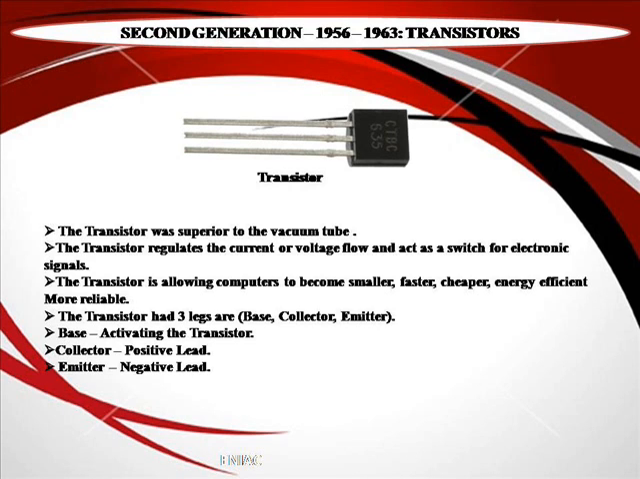Second generation, 1956 to 1963, transistors. The transistor was superior to the vacuum tube. The transistor regulates the current or voltage flow and acts as a switch for electronic signals. The transistor allowed computers to become smaller, faster, cheaper, more energy efficient and more reliable. The transistor had three legs: base, collector, emitter. The base activates the transistor, the collector is the positive lead and the emitter represents the negative lead.